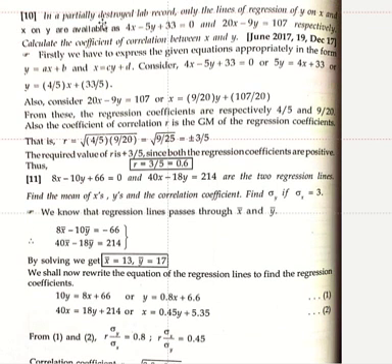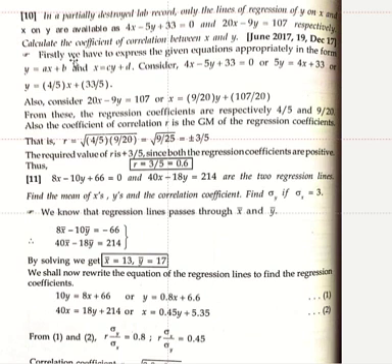Problem: in a partially destroyed lab record, only the lines of regression of y on x and x on y are available as 4x minus 5y plus 33 is equal to 0 and 20x minus 9y is equal to 107 respectively. Calculate the coefficient of correlation between x and y.